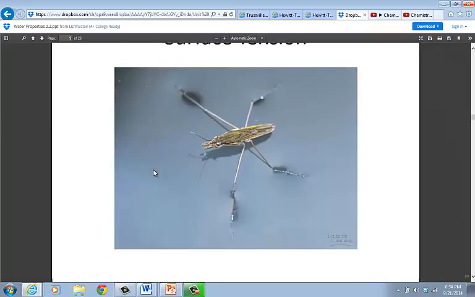Another concept here is called surface tension. You know, water striders just scoot along the top of the water. They can do that because of these properties.